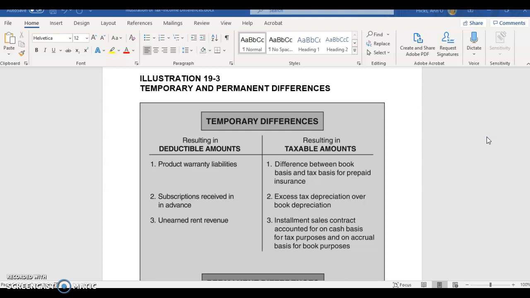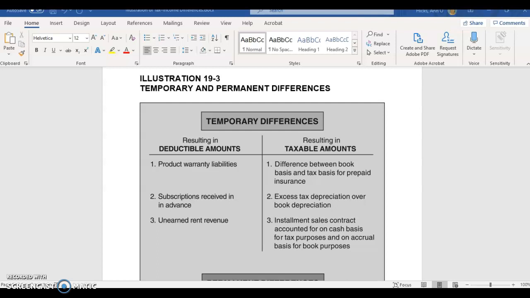And then unearned rent revenue. From a financial perspective, we will wait and recognize that rent when we've actually earned it, but from a tax perspective, we will recognize it when we collect it, which means later on there will be a tax benefit. Then there are temporary differences that result in future taxable amounts, and these are what lead to the deferred tax liability we talked about. That can be the difference between a book basis and tax basis for prepaid insurance.